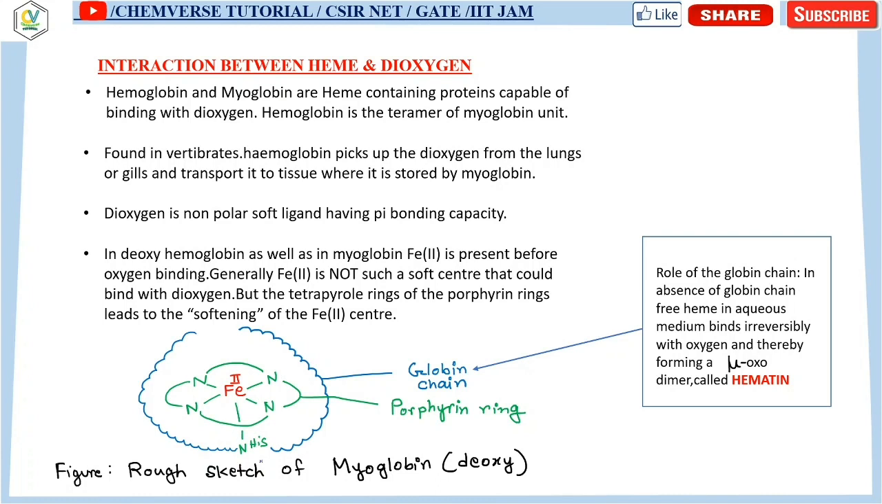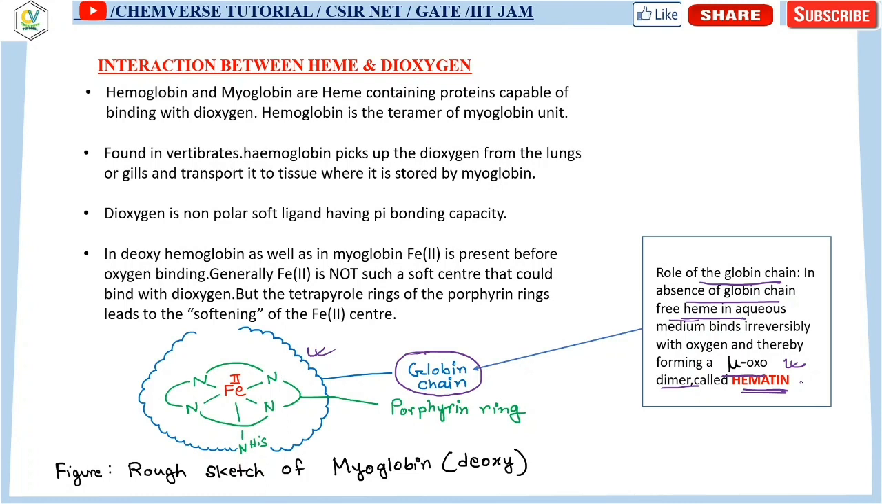Okay. So over here, this globin chain has an important role. It basically prevents the free heme group from converting into the mu-oxo dimer called hematin. So what happens if the globin chain is not present? In the absence of the globin chain, this heme group, which is basically the iron porphyrin ring, will be converted into the mu-oxo dimer, which is called hematin, and when it forms hematin, it is no longer bioactive.